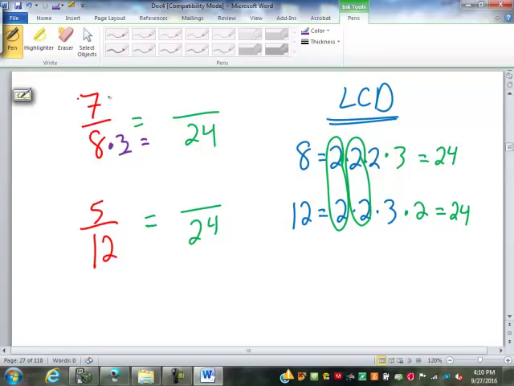So what do I have to do to the 7? Times 3 makes 21. 12 has to be multiplied by what to make 24? 2. So I have to do what to the 5? Times 2. So 5 times 2 makes 10.